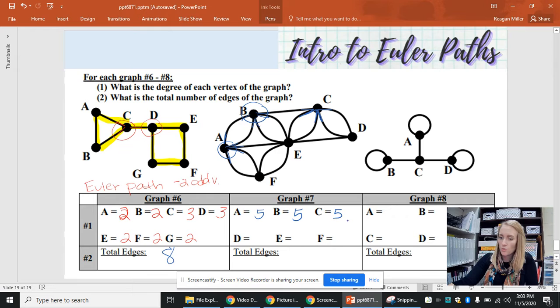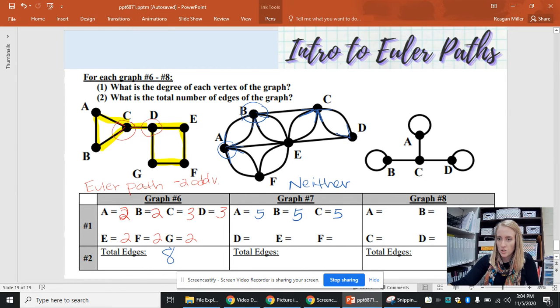Okay, so somebody asked a great question today in class. Technically, if I get to this point and I have more than two odd vertices, then I know that this is neither an Euler path or an Euler circuit. So this is going to be neither, if it were to be asking that question, because we have more than two odd vertices. I'm going to finish counting though, just for the purpose of filling this out.